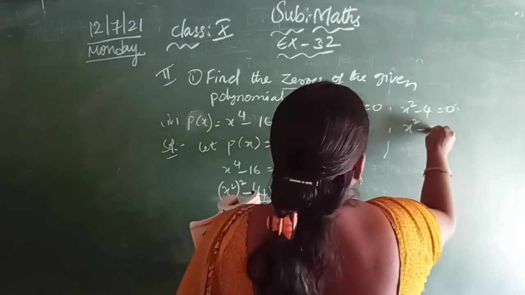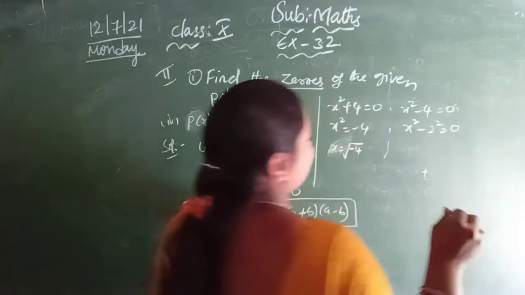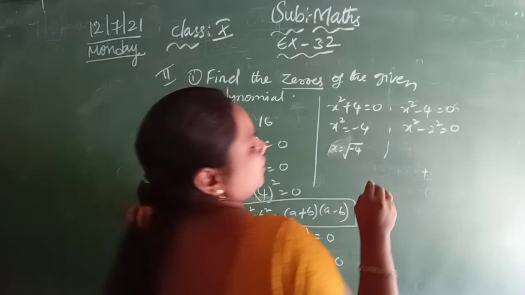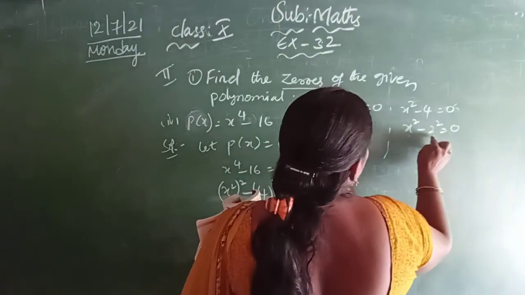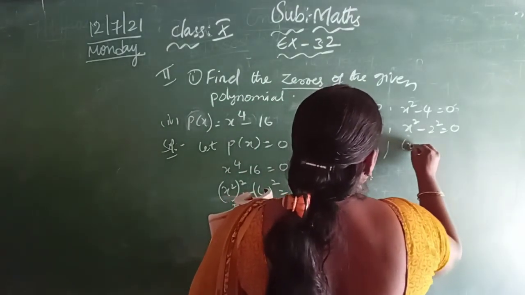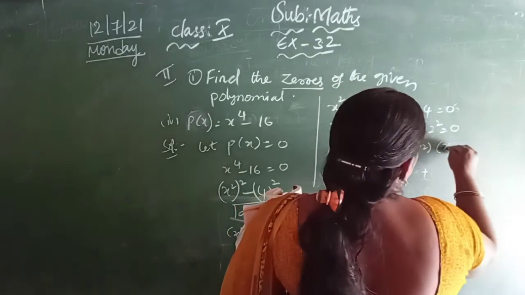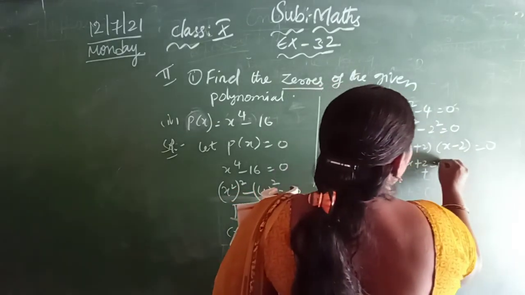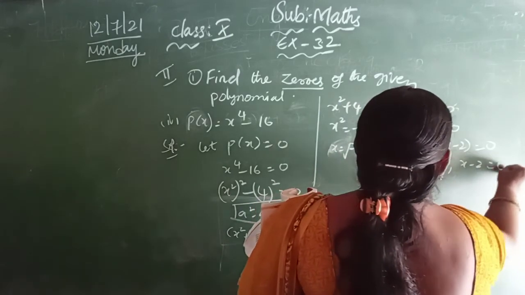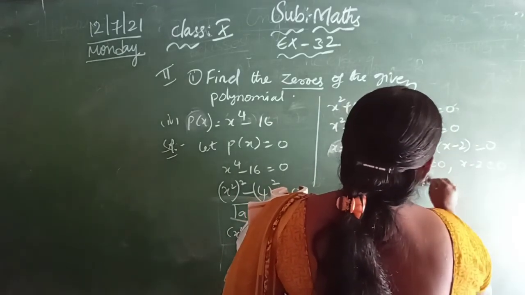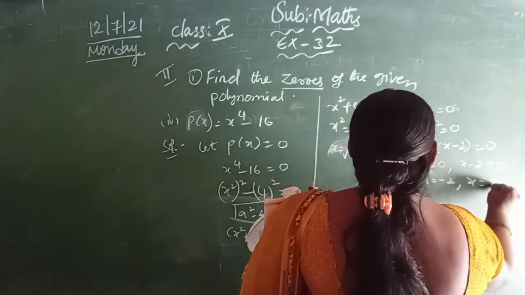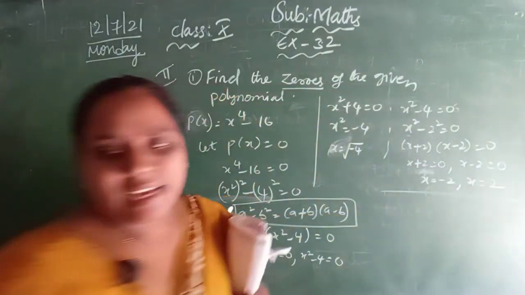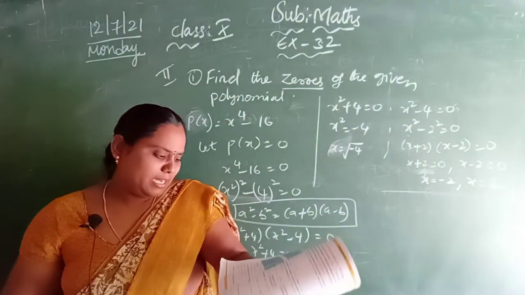x square minus 4, I can write as x square minus 2 square. So it is also in the form of a plus b into a minus b. So x plus 2 into x minus 2 equals 0. Once x plus 2 equals 0, once x minus 2 equals 0, x is equal to minus 2 and x equals 2. This is the second bit of exercise 3.2.